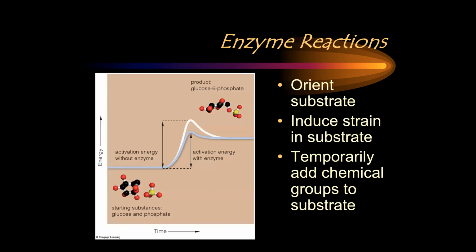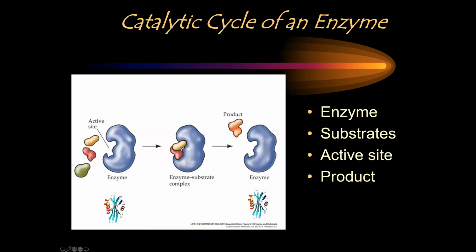So what do enzymes do? We're going to talk a lot about that now. They orient the substrate and induce strain in the substrate. And I'll tell you how that happens. This blue blob is an enzyme. The smaller objects are potential substrates. And in this case, only the yellow one and the red one are really substrates. The green one isn't.